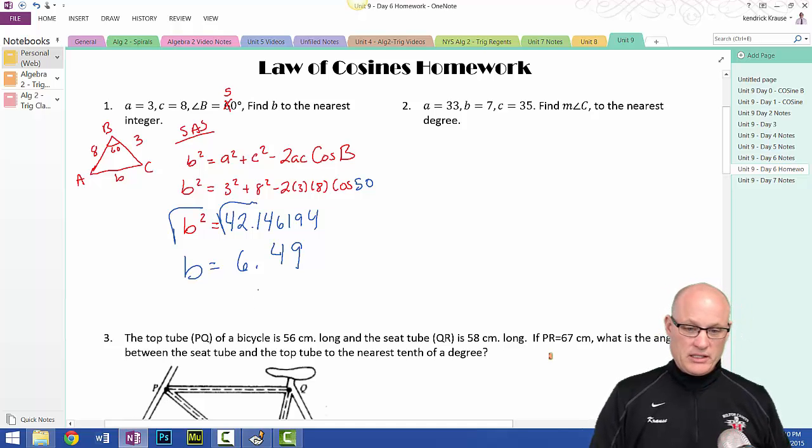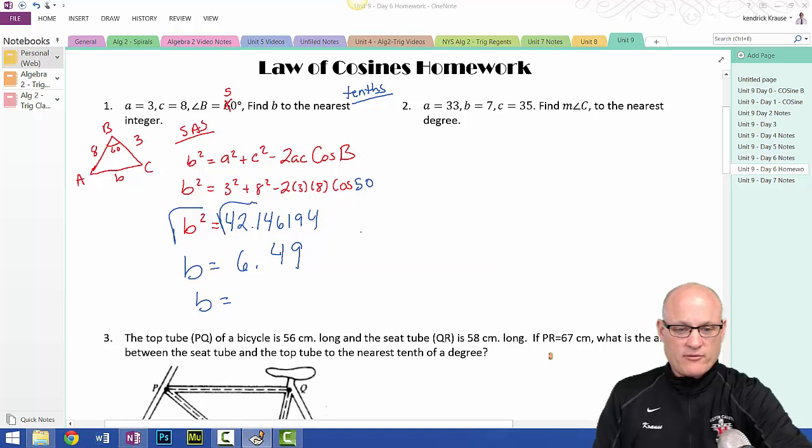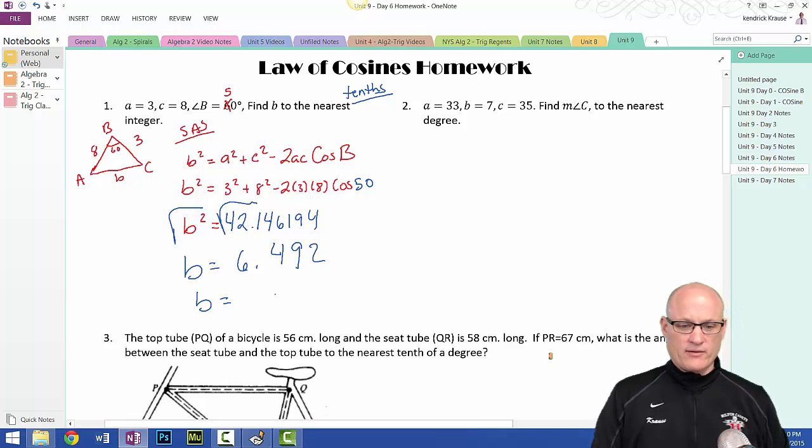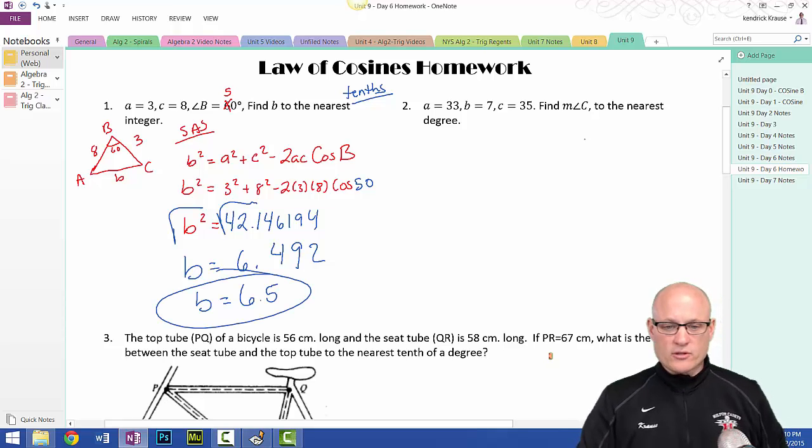It said rounded to the nearest integer. Oh, and I also want to change this to the tenths. So you're going to have nearest tenths. All right, so B equals, I probably need a few more numbers, I think 9, 2, but whatever. Nearest tenths, this would be 6.5. Done, over, let's keep moving.